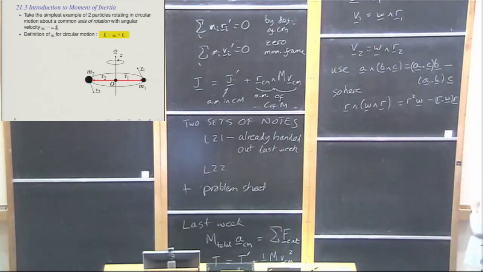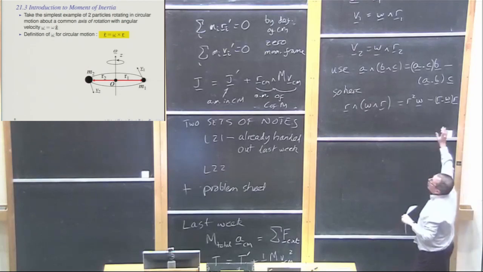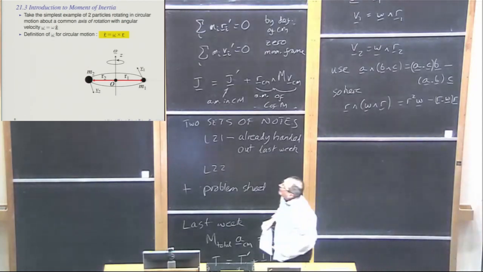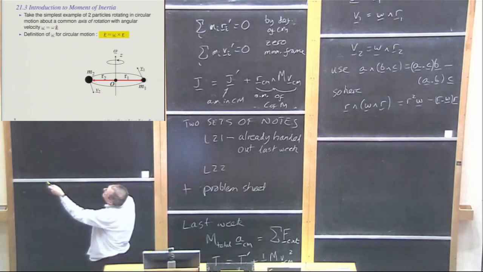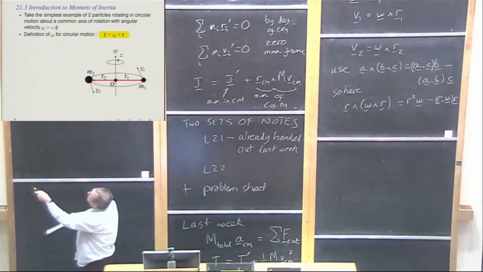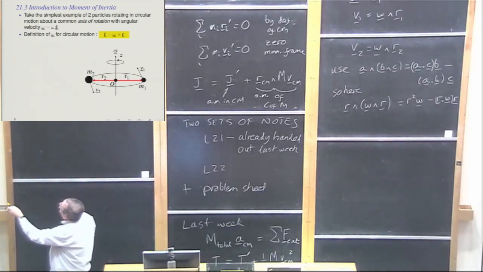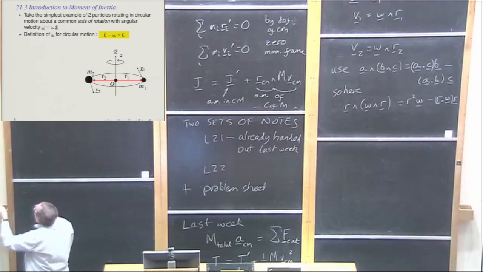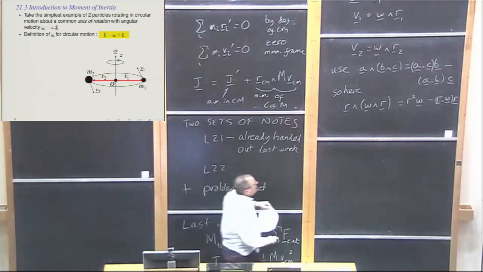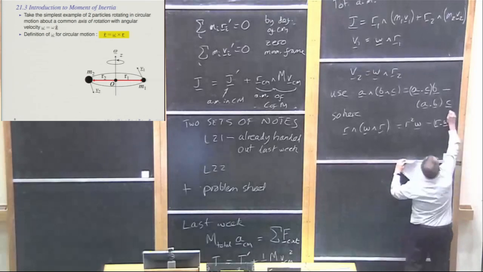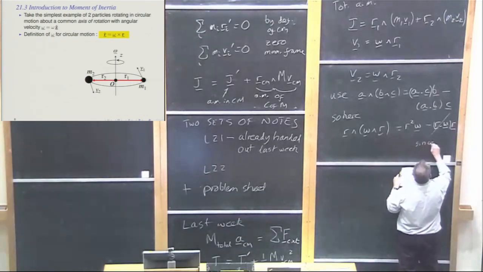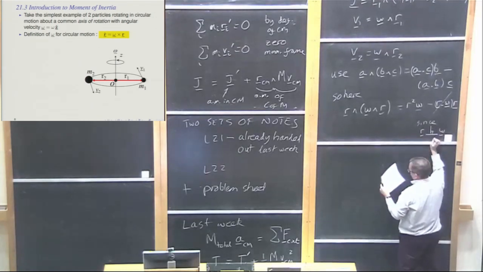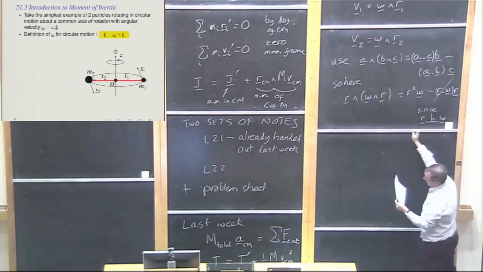Now, because of the way we've set up the problem, R dot omega is 0. This is a plane, and we put this plane so the vector pointing out to this plane is parallel to the omega vector. In other words, R is perpendicular to omega. So this goes, since R is perpendicular to omega.